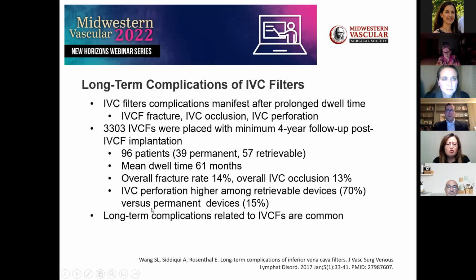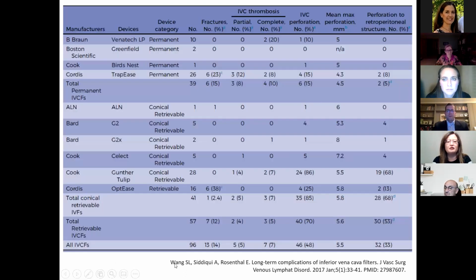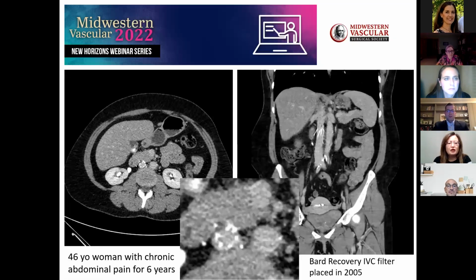And so long-term complications are pretty common, so it's nice to get them out in a timely fashion. This was out of their paper, so you can see it on every one of their devices. It can cause complications.